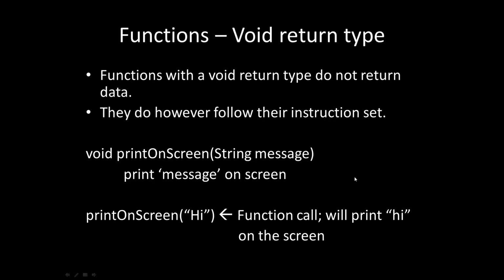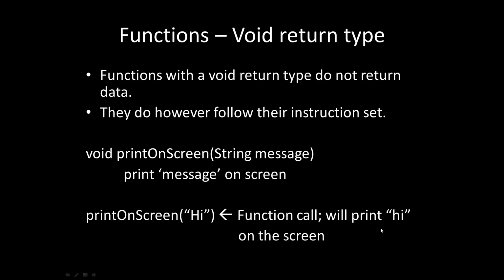However, it will still conduct its instruction set. It will move through the steps in its instruction set, but at the end, it won't return anything. For example, we have here a function called print on screen, and it takes a string message as a parameter, and the instruction is to print whatever message is on the screen. We then call print on screen, giving it the argument hi.